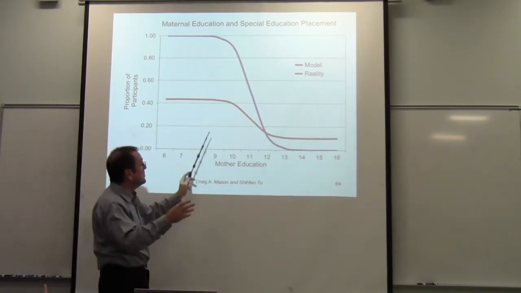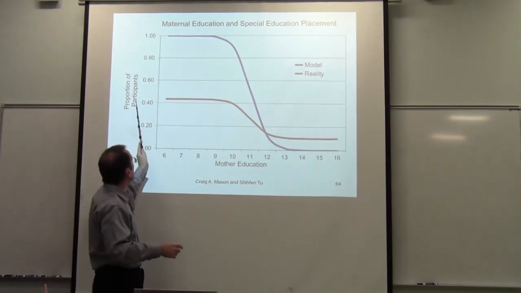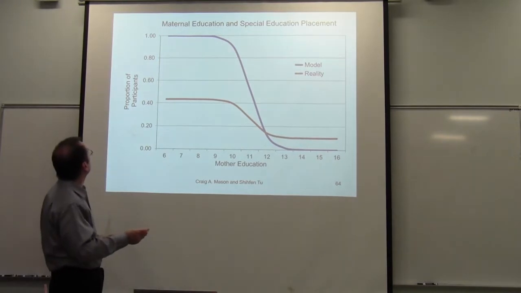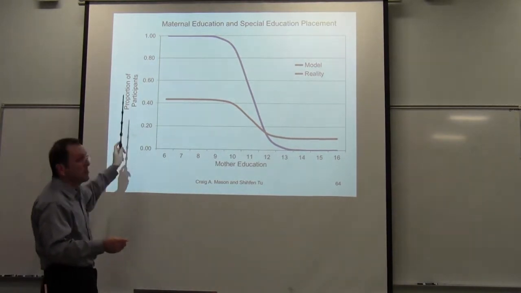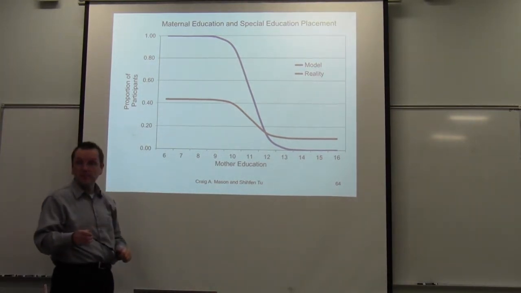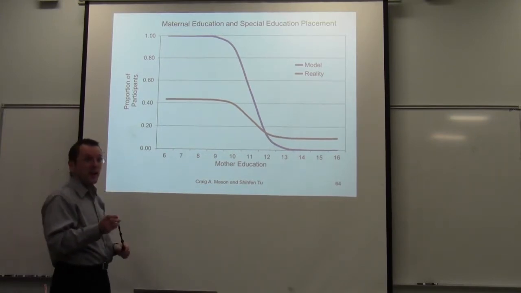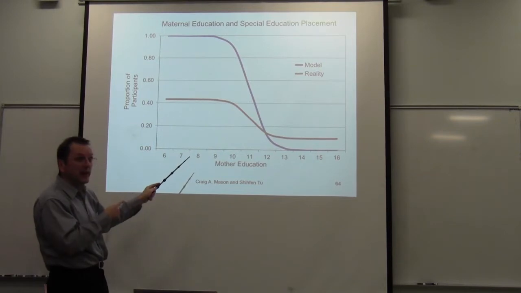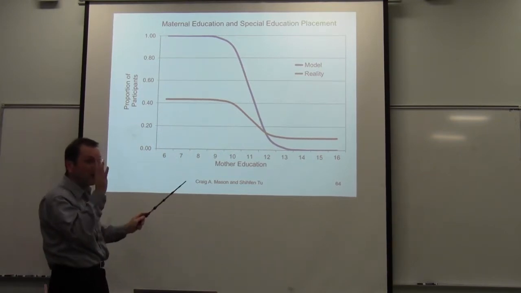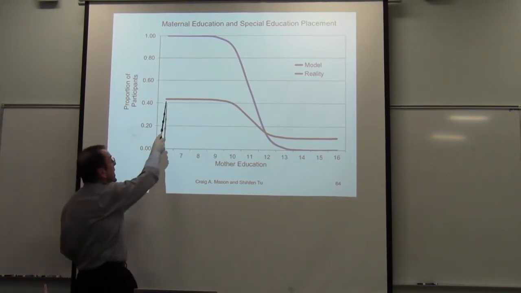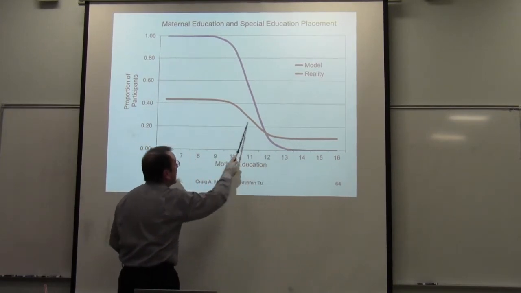So this is a model. Let's look at mother's education predicting kids who are in special education. This was Florida data. Again, this isn't real data, but this is what we saw that caught our attention. This red line is reality.